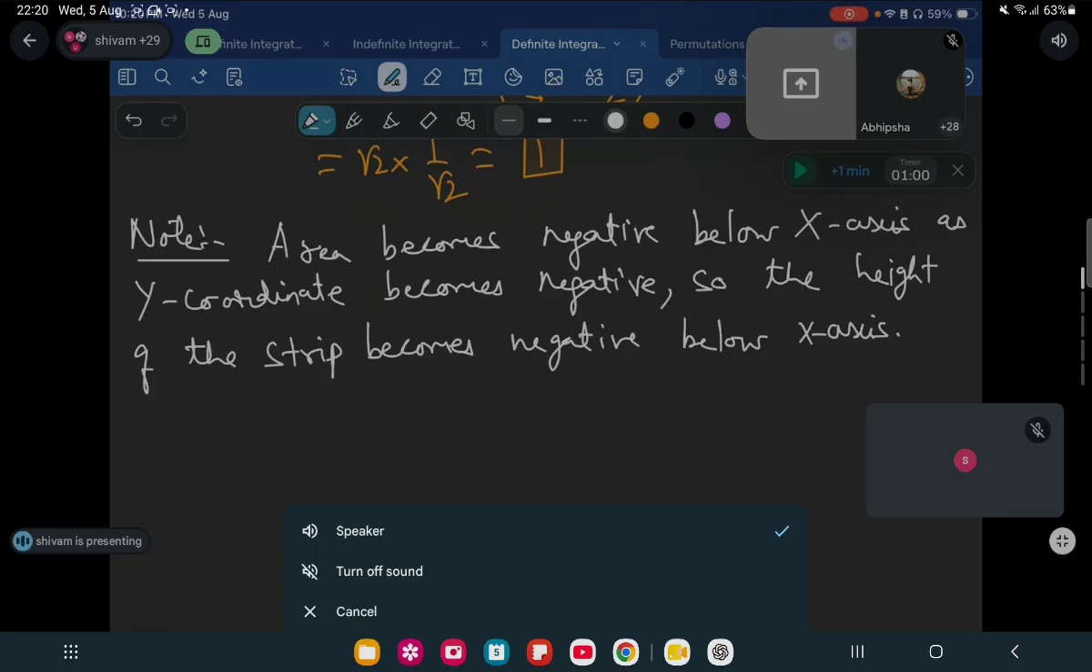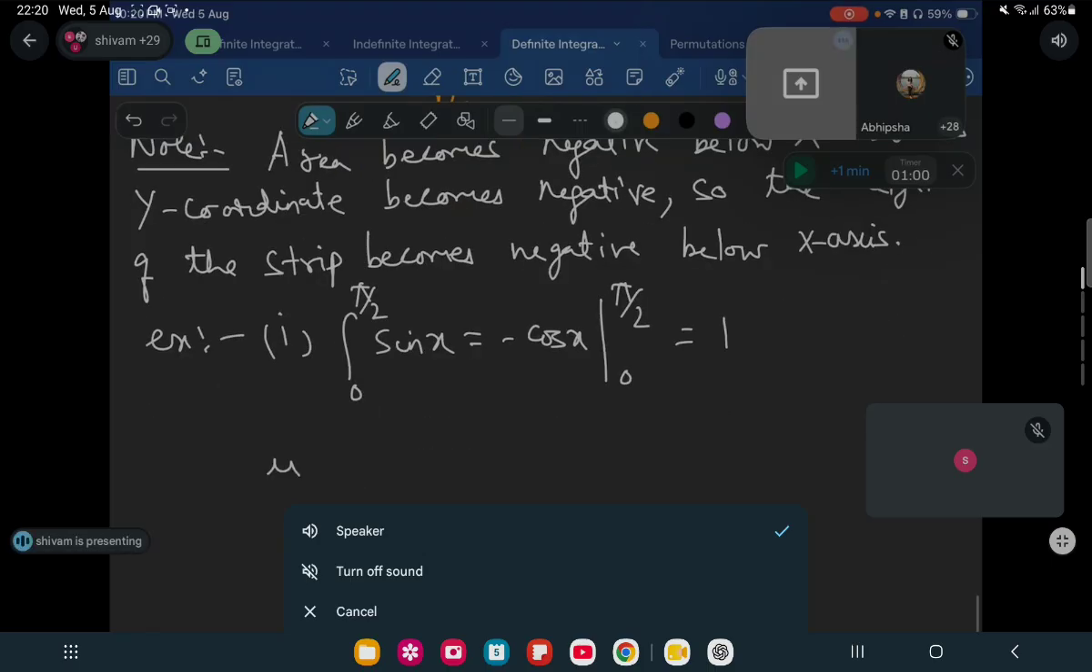Next, for example, I'll take some examples. Somebody tell me, you have to raise your hand. What is the integral from 0 to pi by 2 of sin x? This one we have just done. The integral of sin x is minus cos x. We have to substitute from 0 to pi by 2. We'll get 1.